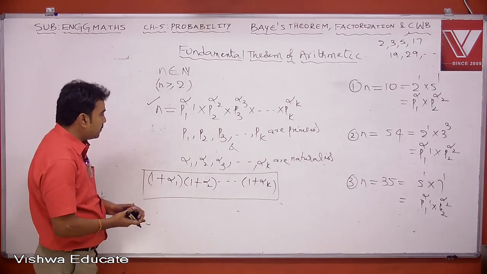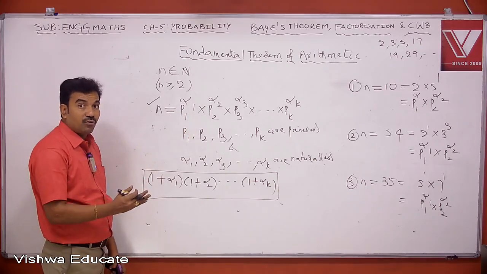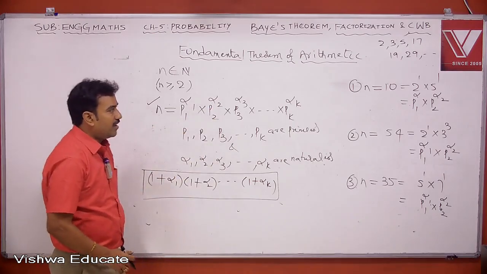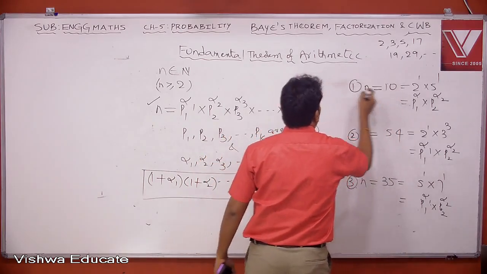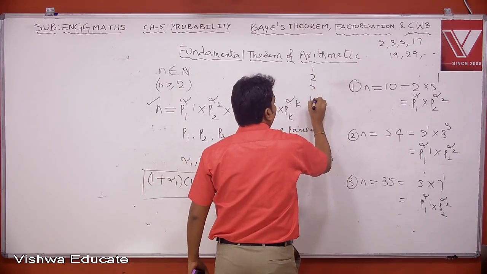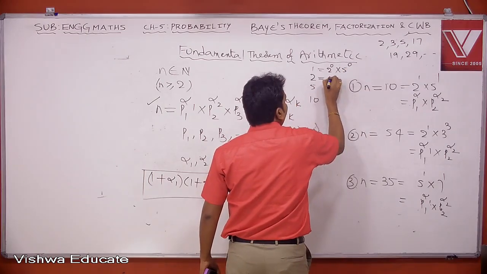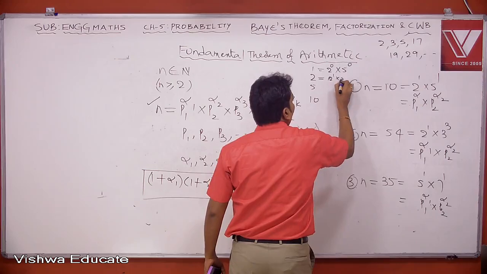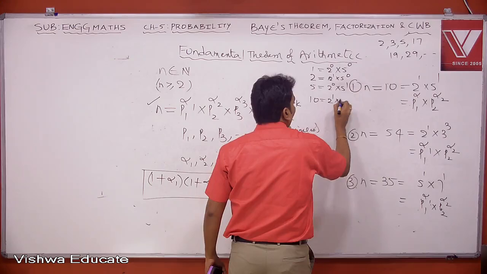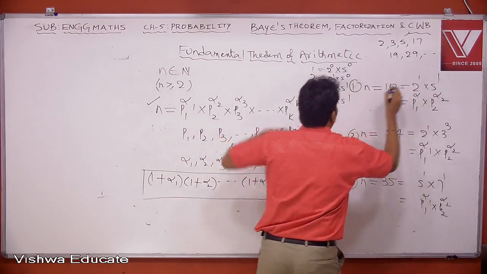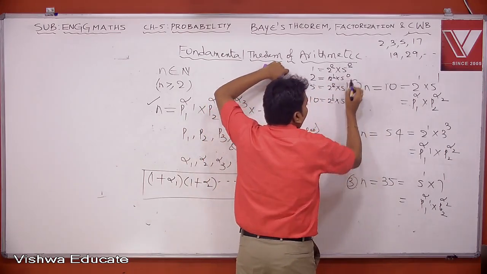Why it is so: if you take alpha 1 value 4, alpha 1 may range from 0 to 4, alpha 2 may range from 0 to 4. Let us take this example, for example 10. What are the factors of 10? The factors of 10 are 1, 2, 5, 10. So this 1 can be written as 2 power 0 into 5 power 0. This 2 can be written as 2 power 1 into 5 power 0. This 5 can be written as 2 power 0 into 5 power 1. 10 can be written as 2 power 1 into 5 power 1. Here alpha 1 is 1, but alpha 1 value is 0 or 1. Alpha 2 value is either 0 or 1.